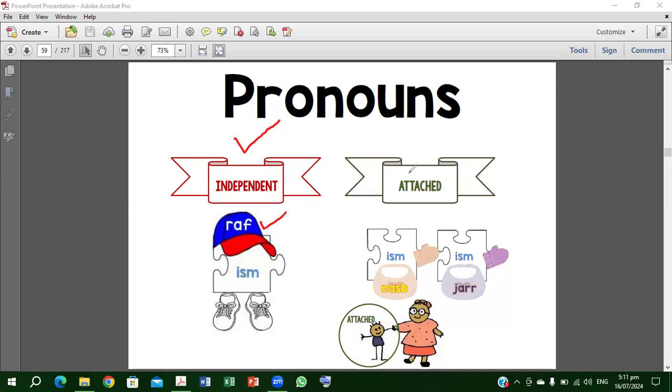The second thing is that pronouns come as attached pronouns. They can be attached either to an ism or to a verb. I told you before, if they are attached to a verb, they are considered in the status of nasab, but when they are attached to a noun, an ism, then they are considered in the status of jar. Any question till now?